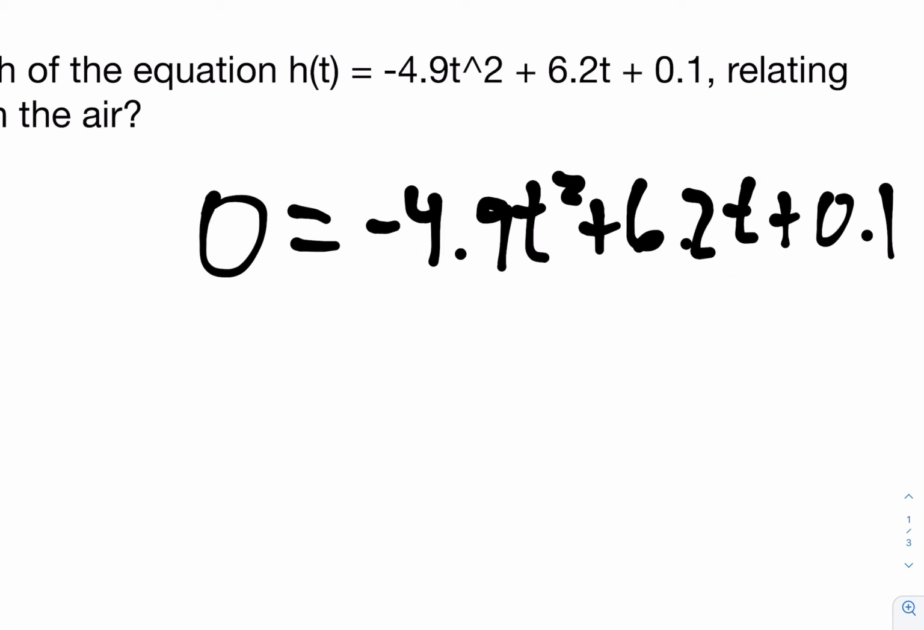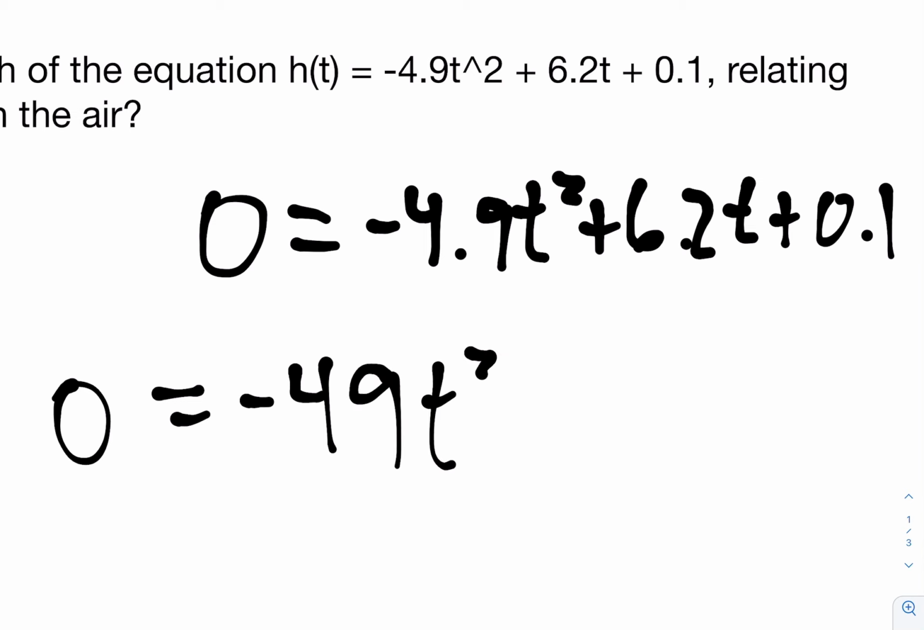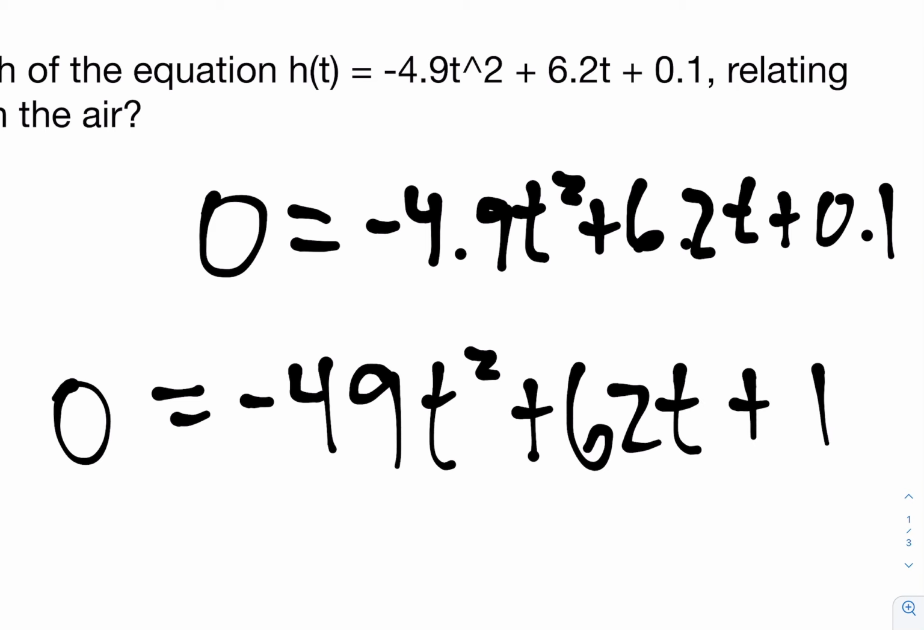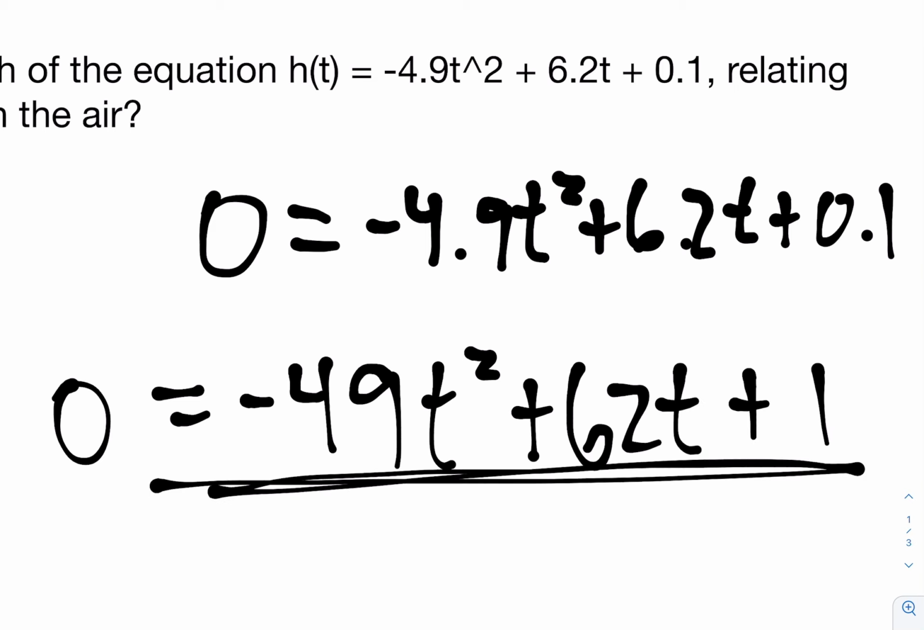So if we multiply both sides by 10, we get 10 times 0 on the left, which is still just 0. So 0 equals negative 4.9t squared times 10. That's going to be negative 49, so the decimal's gone there. Plus 6.2 times 10, that's going to be plus 62t. And then we got plus 1. So this is the same thing.